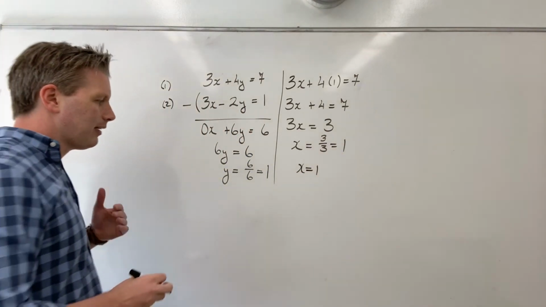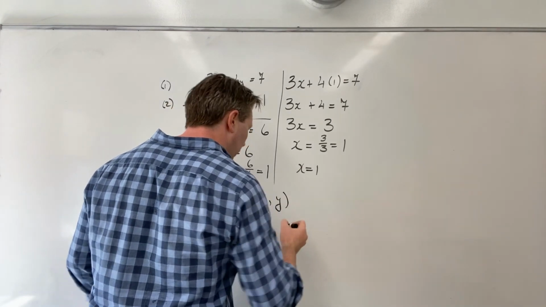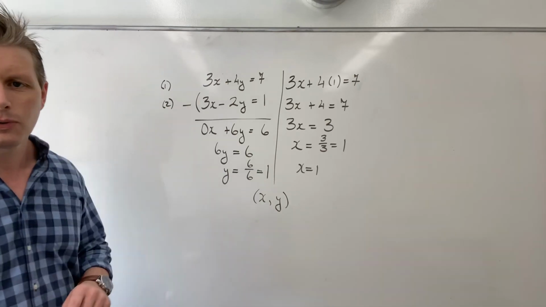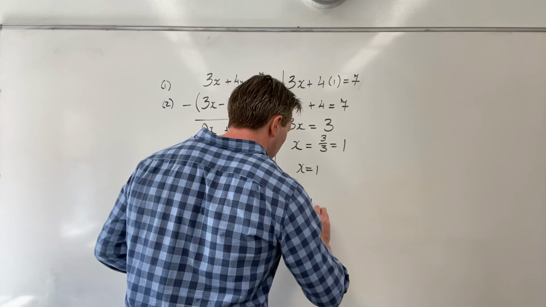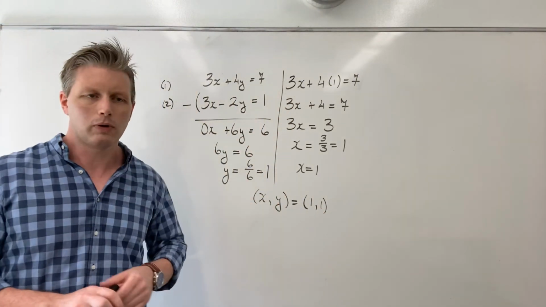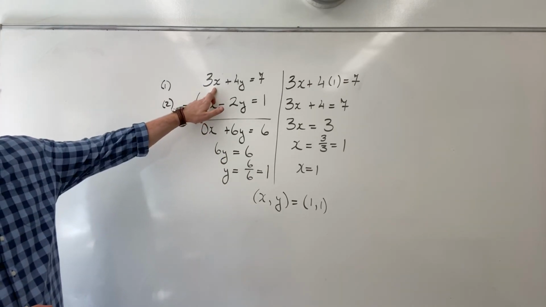And so my x, y, the values of x and y that satisfy both of these equations, let me put it that way, is 1, 1. All right. X is equal to 1, y is equal to 1. Satisfies both of these equations. And in fact, we could even just sort of check that real quick.